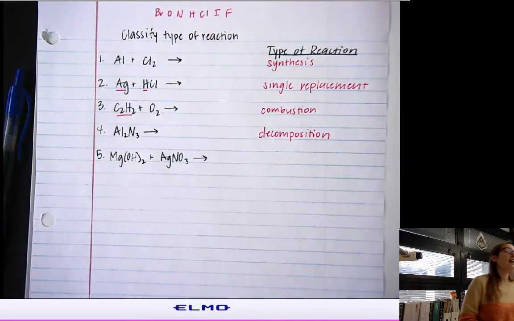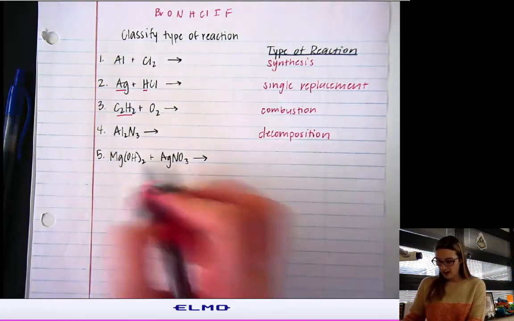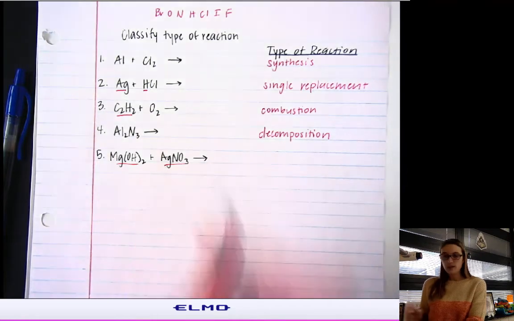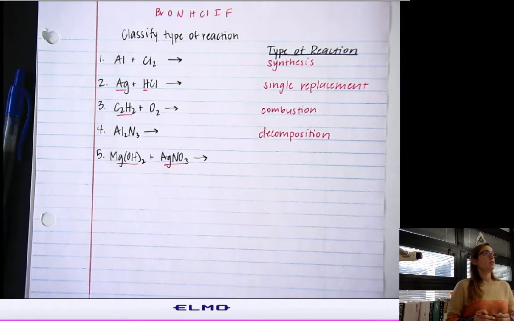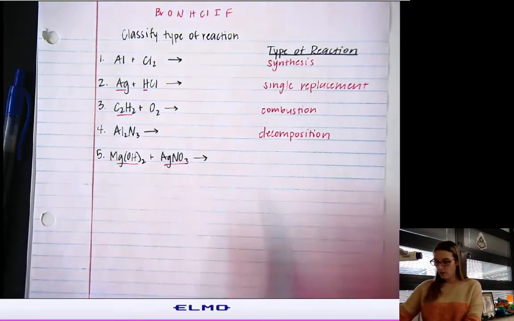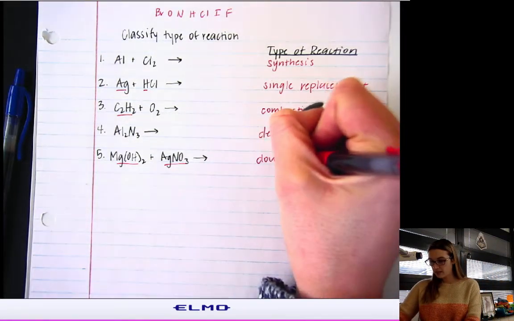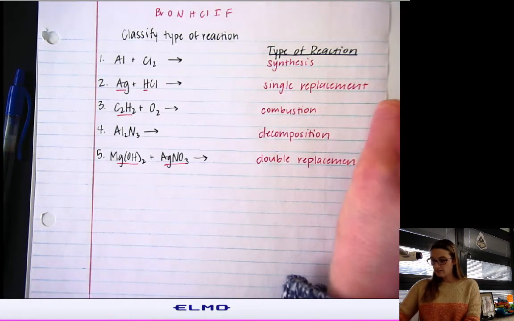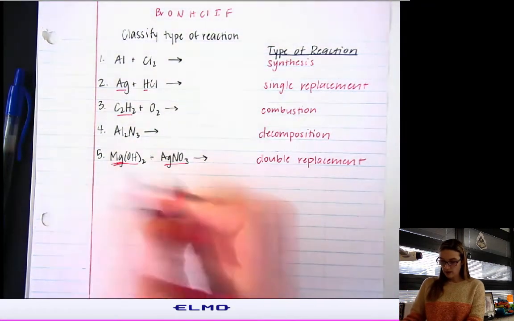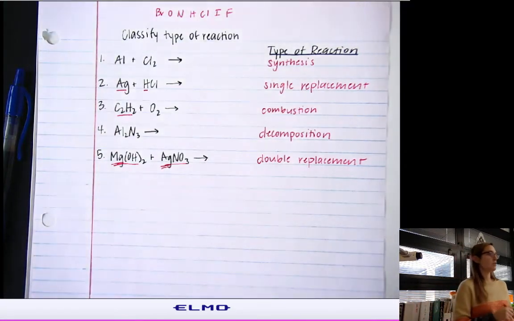And then number 5, so obviously there's only one that we haven't used, but if we take a look at number 5, we have 2 full compounds. 2 full compounds. We have a metal and a polyatomic, another metal and another polyatomic. So you have 2 ionic compounds. When you have 2 full ionic compounds, that's double replacement. So in a double replacement reaction, your 2 metals will switch places. They'll replace each other.